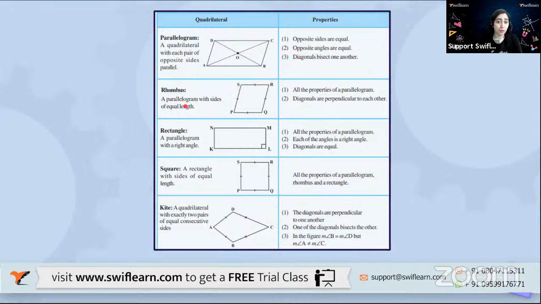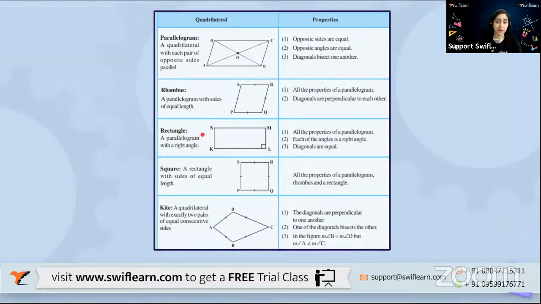Whereas a rhombus is a parallelogram with all sides of equal length. So all the sides are equal, and it has all the properties of a parallelogram. Why do we say that? Because the opposite sides are equal and parallel. So that's why we say it has the properties of a parallelogram, and the diagonals are perpendicular to each other. In the case of a rhombus, they are just perpendicular to each other.